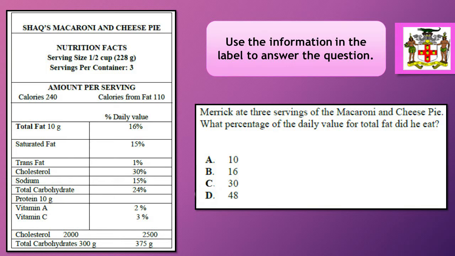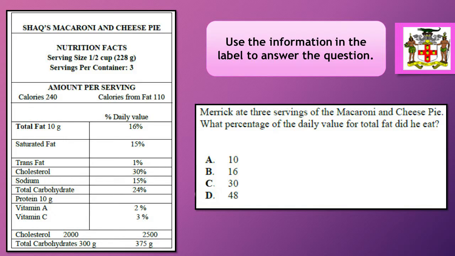Let's look at another question. We're given a label for Shaq's macaroni and cheese pie. And we're told that on this label, the container has three servings for each container. We're also given some information about the amount of calories and the amount of fat. So, Merrick ate 3 servings of the macaroni and cheese pie. What percentage of the daily value for total fat did he eat?